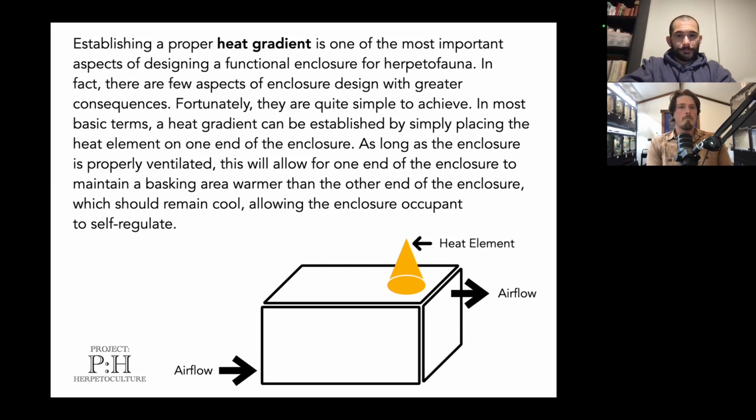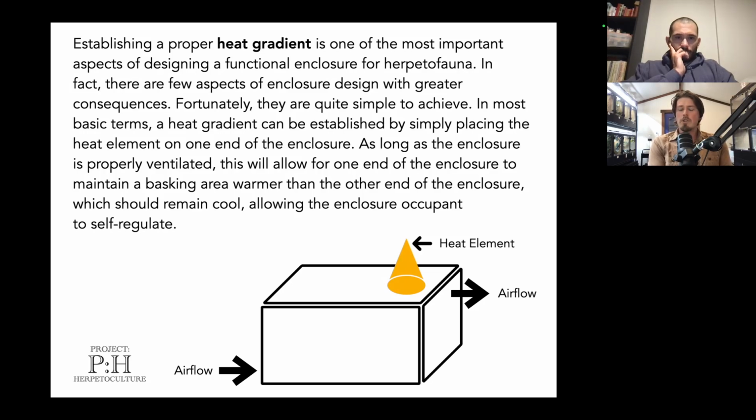Exactly. So maybe the most important one to start with is the heat gradient. Establishing a proper heat gradient is one of the most important aspects of designing a functional enclosure for herpetofauna. In fact, there are few aspects of enclosure design with greater consequences. Fortunately, they are quite simple to achieve. In most basic terms, a heat gradient can be established by simply placing the heat element on one end of the enclosure.